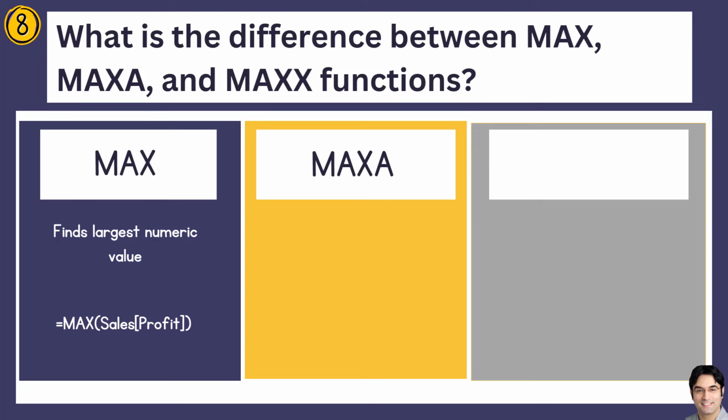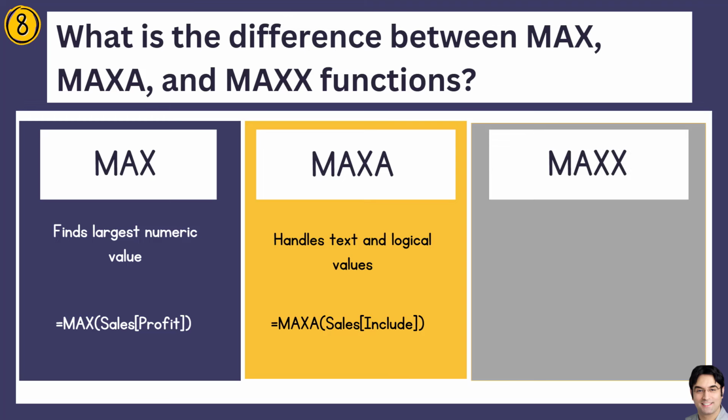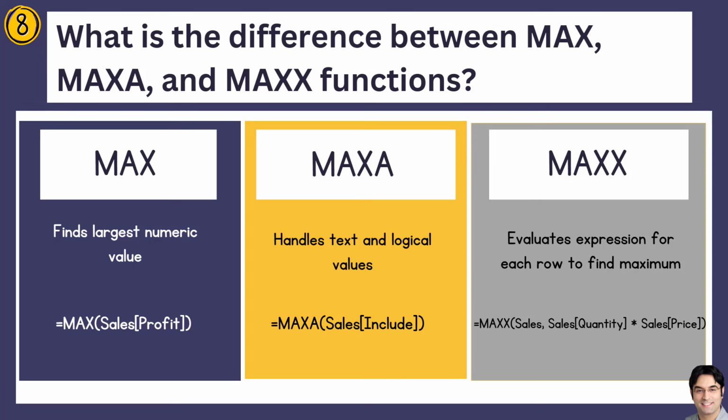MAXA is similar to MAX, but it includes non-numeric values as well. It treats true as 1, false as 0, and text as 0. For example, MAXA(Sales[Include]) evaluates true and false in the Include column to find the maximum. And finally, last but not least, MAXX evaluates an expression for each row in a table and returns the maximum result. This is useful for dynamic calculations. For example, MAXX(Sales, Sales[Quantity] * Sales[Price]) calculates the highest revenue per sale.